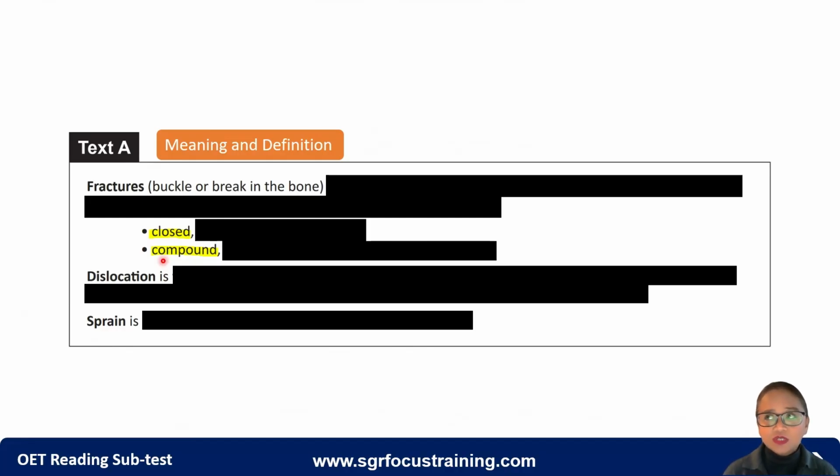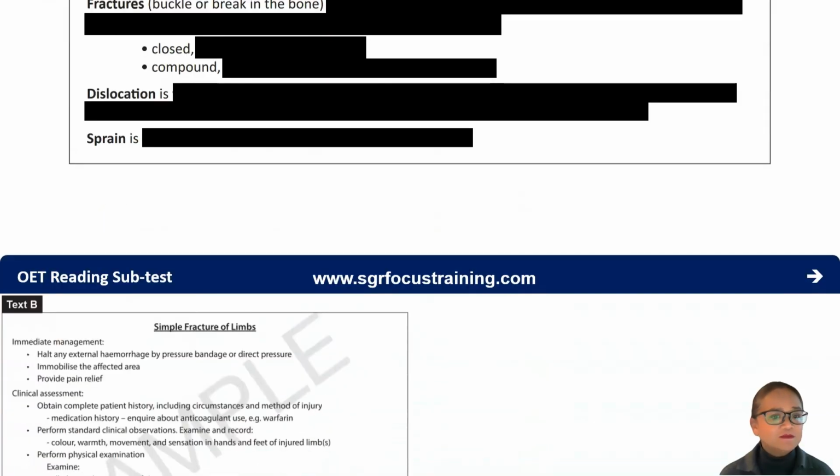Sometimes you might also see some causes or triggers, okay? So it's going to tell you what causes a fracture, what causes a dislocation, and what can cause a sprain. So these are the type of information typically found within a meaning and definition text. Now let's move on to text B.